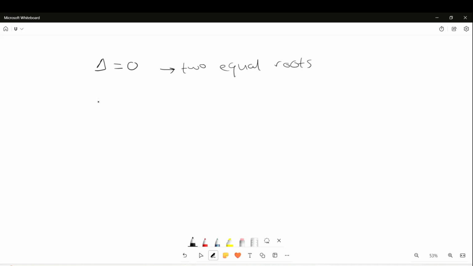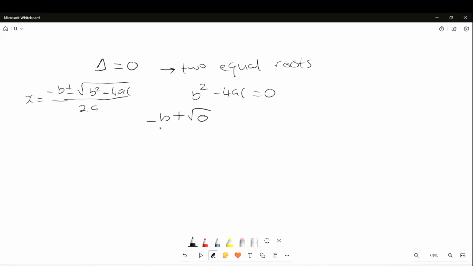So what I mean by that is, remember we said our quadratic formula is given as negative b plus or minus the square root of b squared minus 4ac, all divided by 2a. Now if what's inside here is 0, remember we said delta is 0, meaning b squared minus 4ac is equal to 0. So I'll have negative b plus the square root of 0 over 2a, and I'll also have negative b minus the square root of 0 over 2a, right?